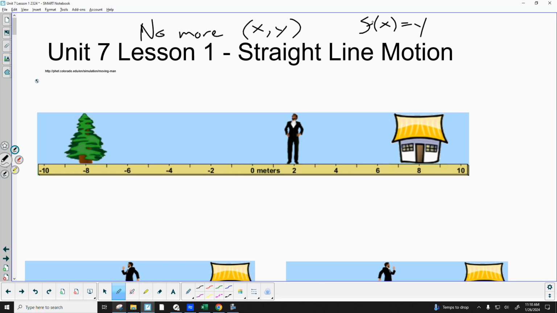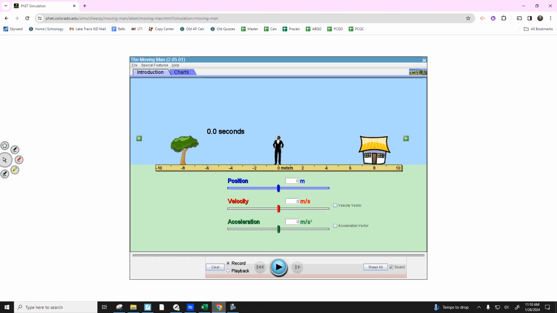All we're talking about in this unit is one situation only. A dude is moving left and right on a number line. We'll call it an x-axis. This is it. This is all that's happening. The entire unit, this is all that's happening. Okay?